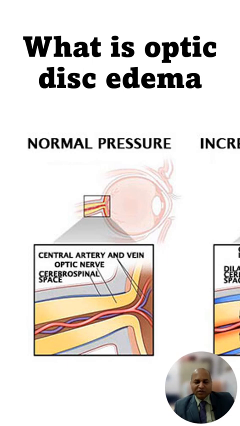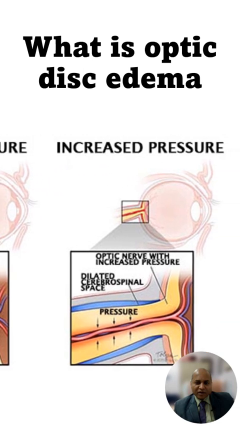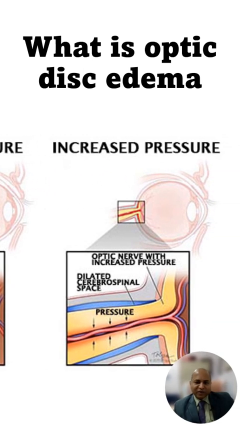This is a cross section of the optic nerve, where you have the optic nerve sheath, which is connected to the CSF space. Normally this space is unoccupied, so the disc appears normal. However, when there is increased pressure, as you can see here, these spaces are dilated, and this dilated space puts pressure over the optic nerve, which causes edema that is visible on the fundus.